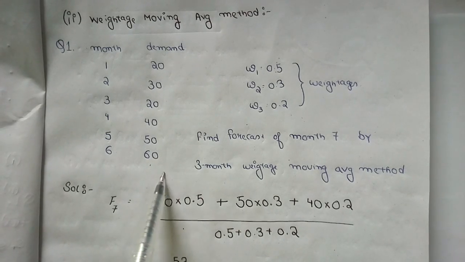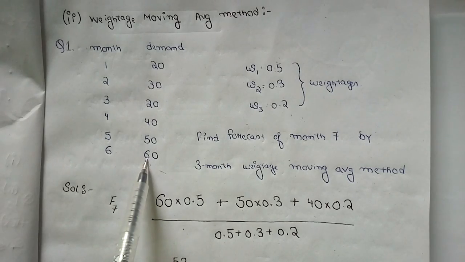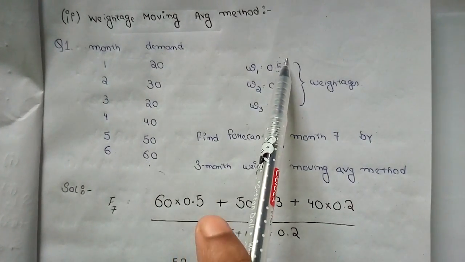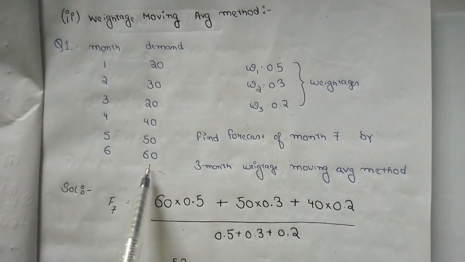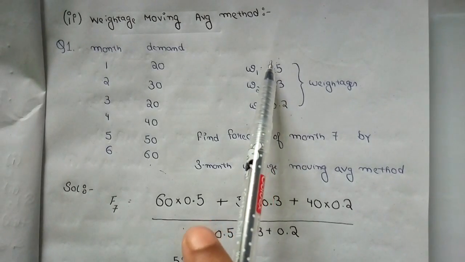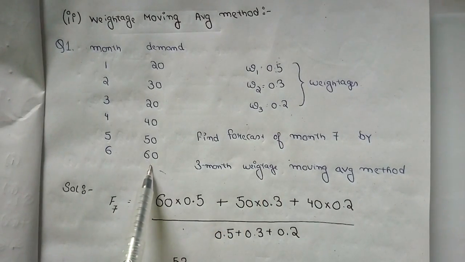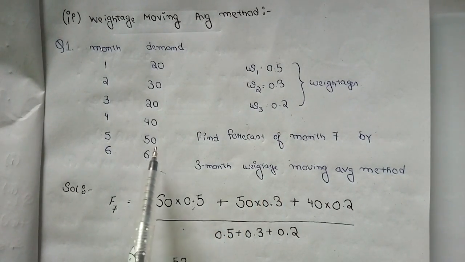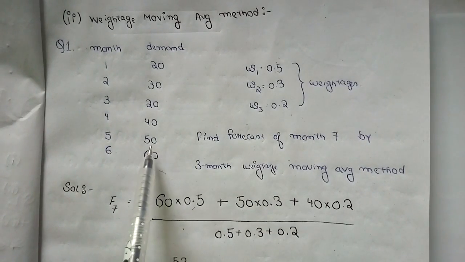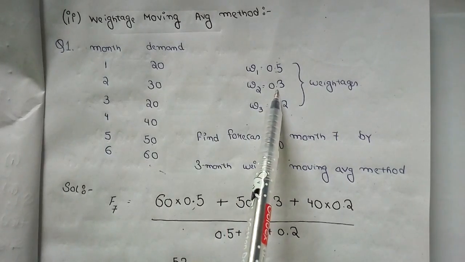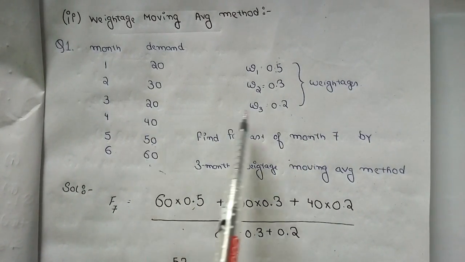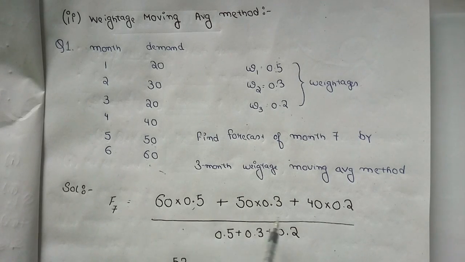Okay, so what we are doing, we are multiplying 60 into 0.5. Remember that we have to multiply the highest weightage with the most recent month. So here the highest weightage is 0.5, so we are multiplying it with 60. So 60 into 0.5 plus 50, the next recent month, with the next highest weightage. So 50 into 0.3 plus 40 into 0.2. So that is what we have written here.